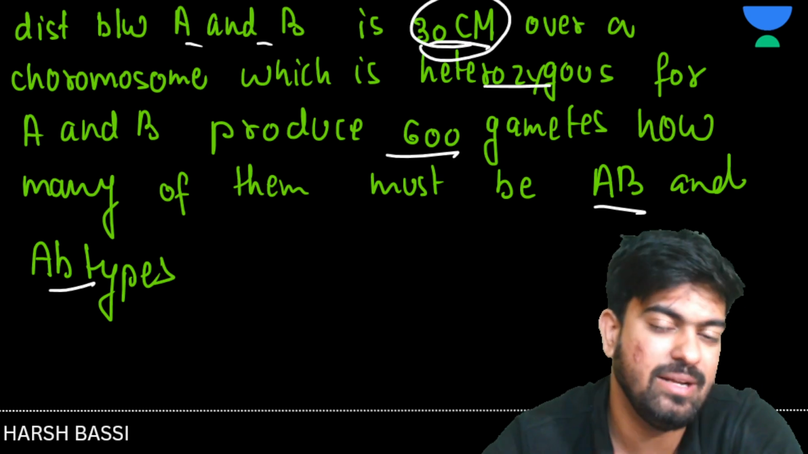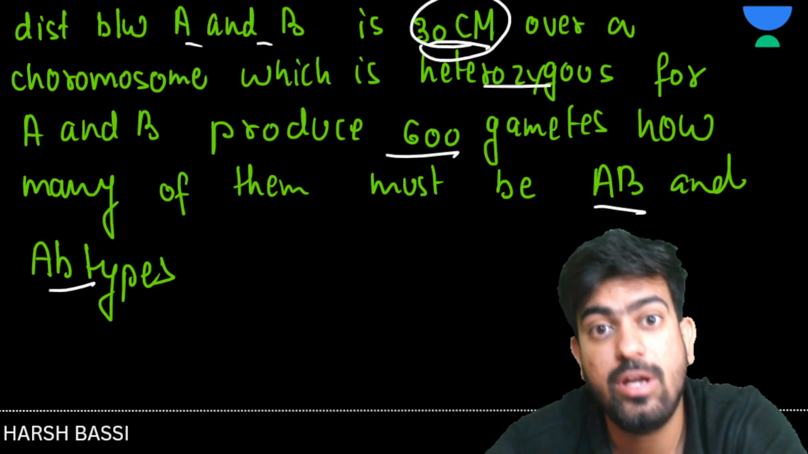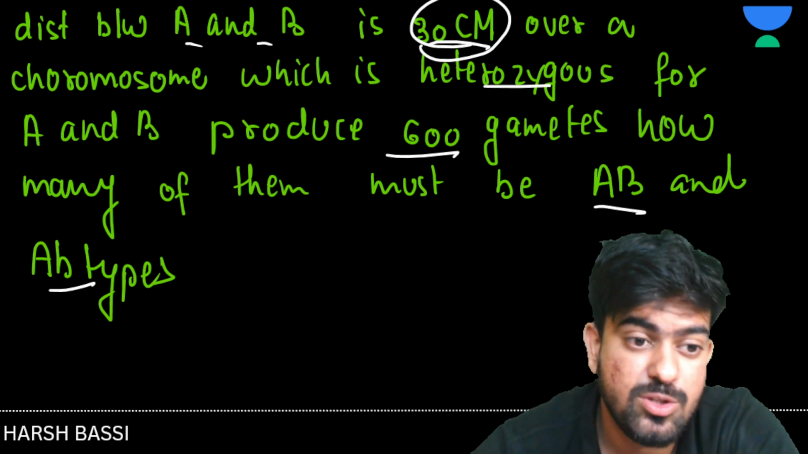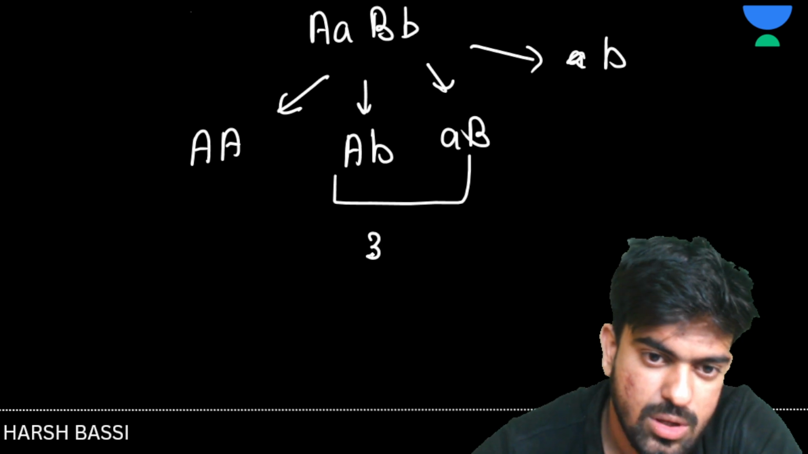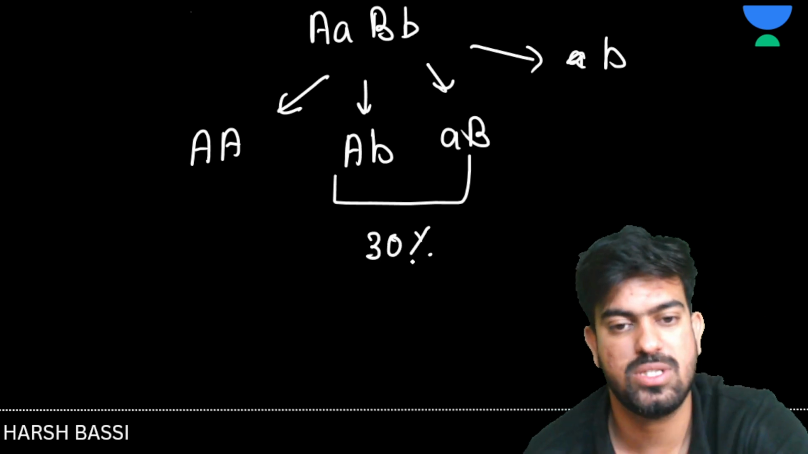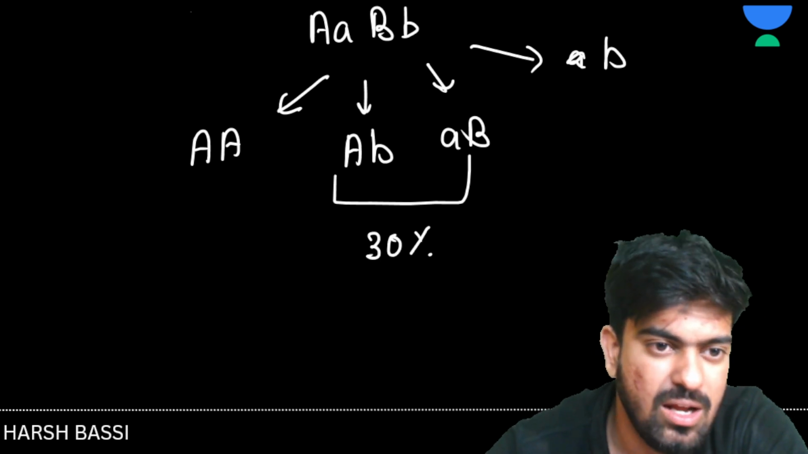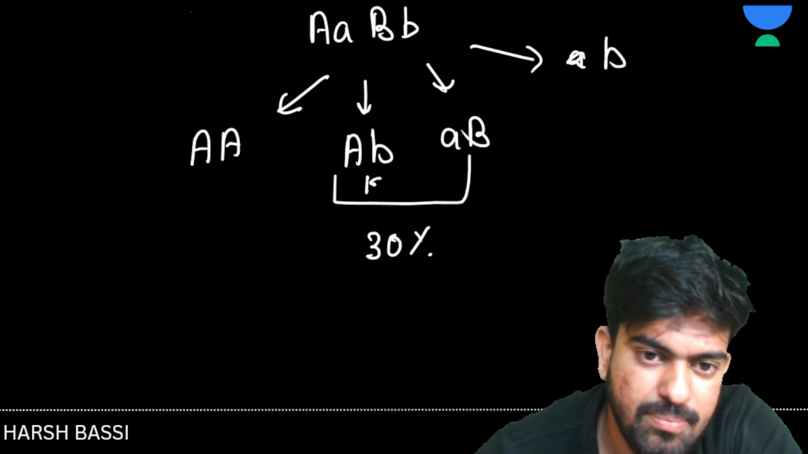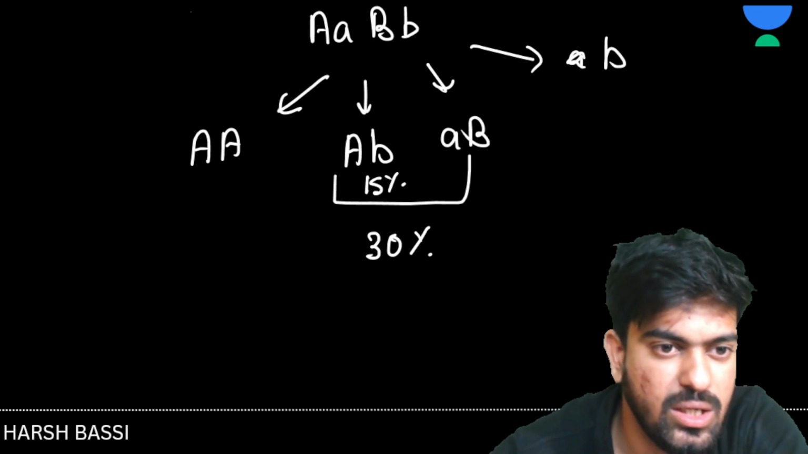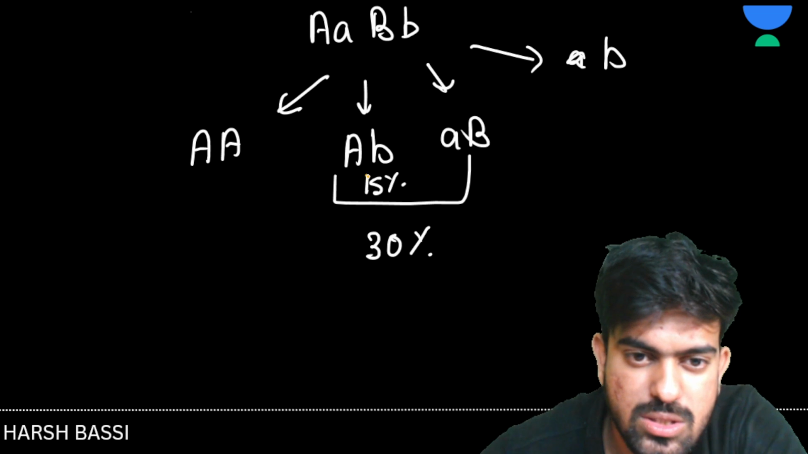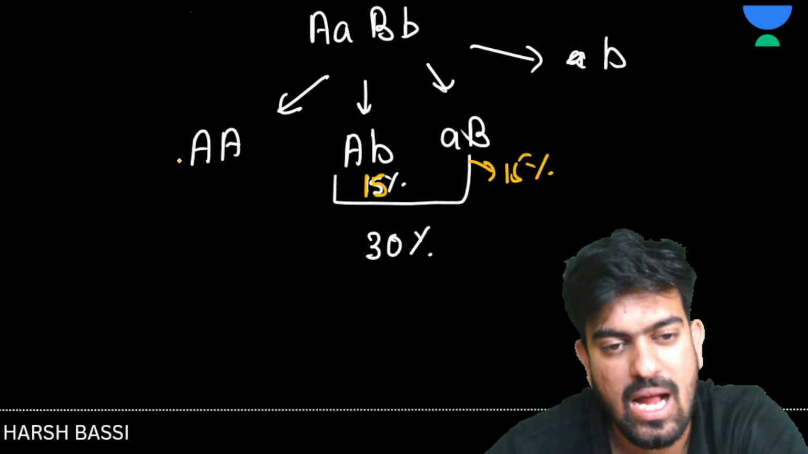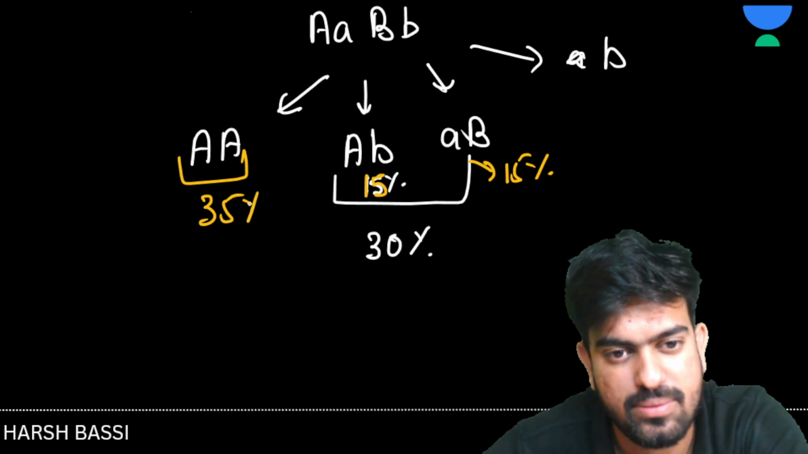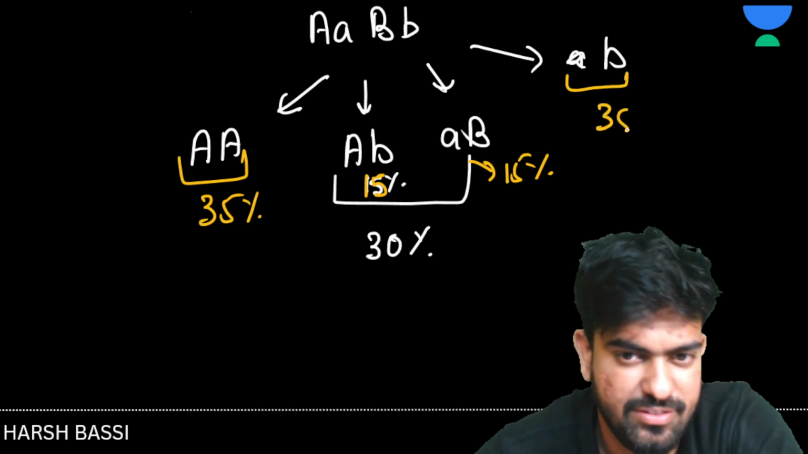See, it's saying this 30 centimorgan represents what? Recombination frequency, which means 30% recombination is happening. So for each single recombinant type, this is 15%, and this is again 15%. And this will become 35% and this will become 35%.